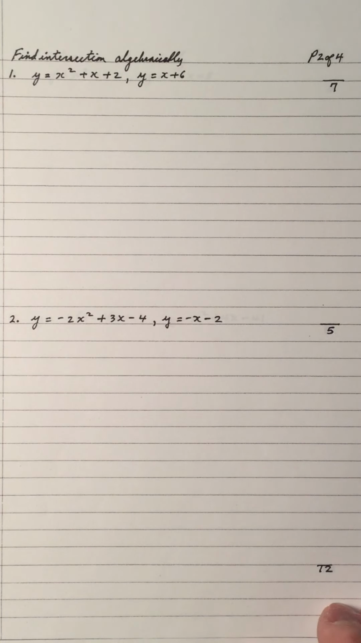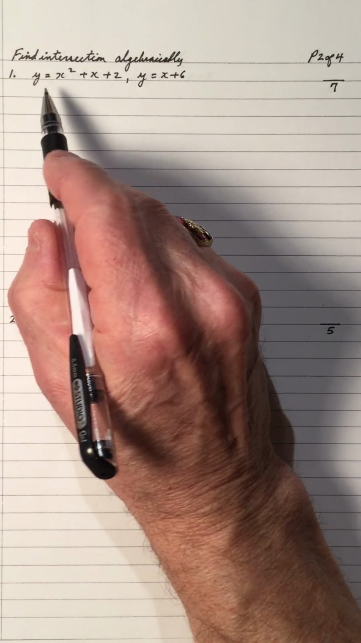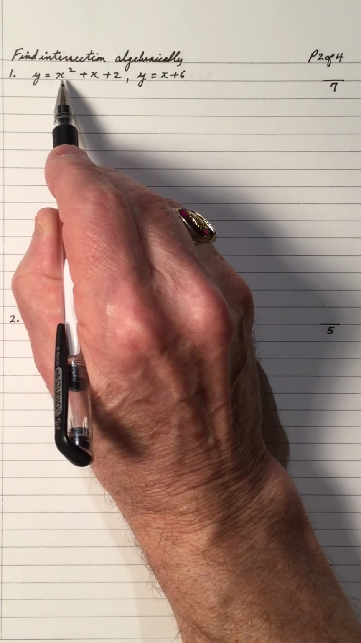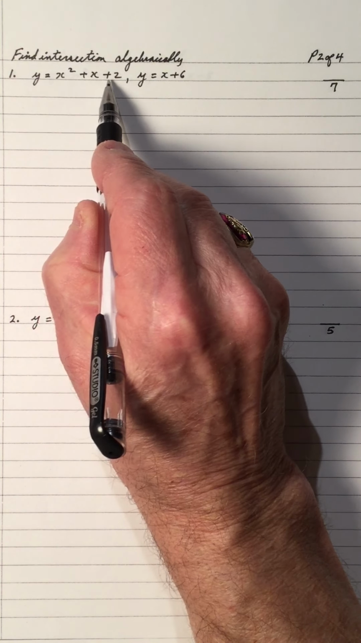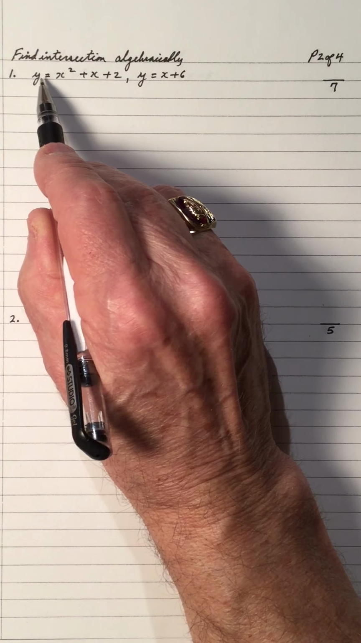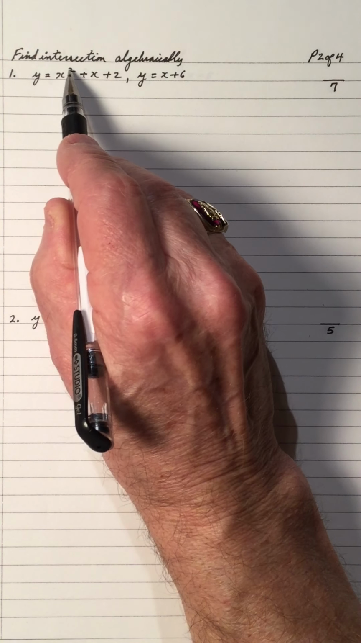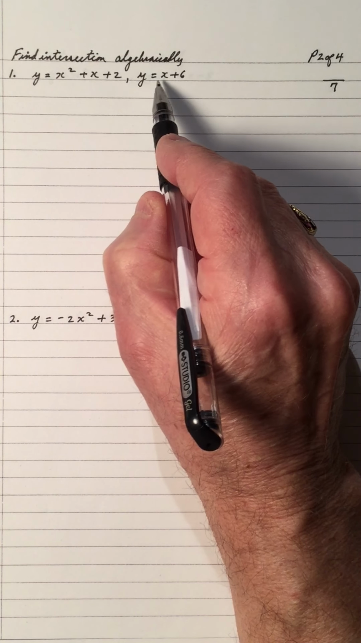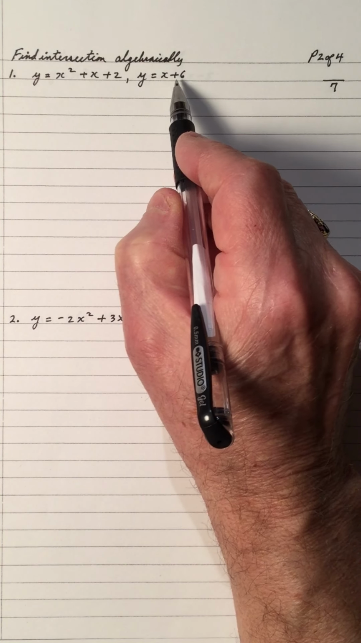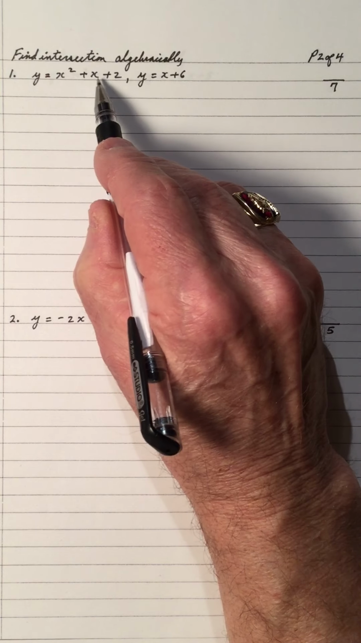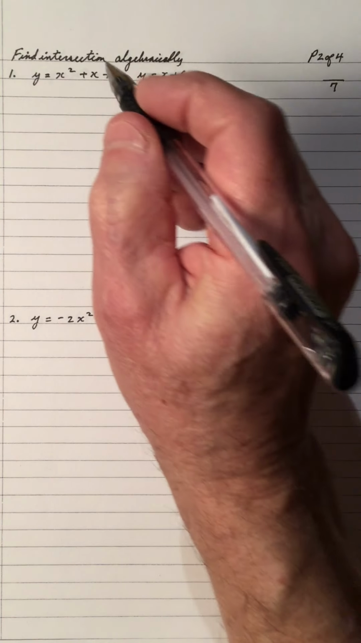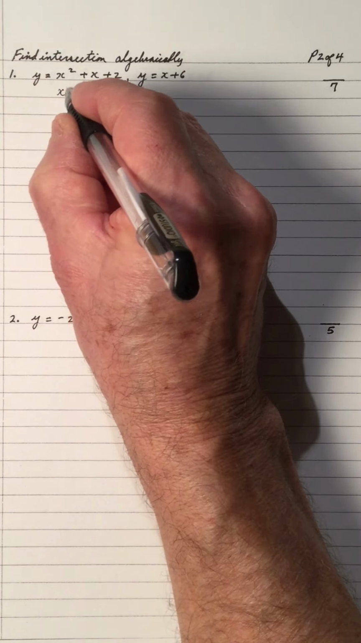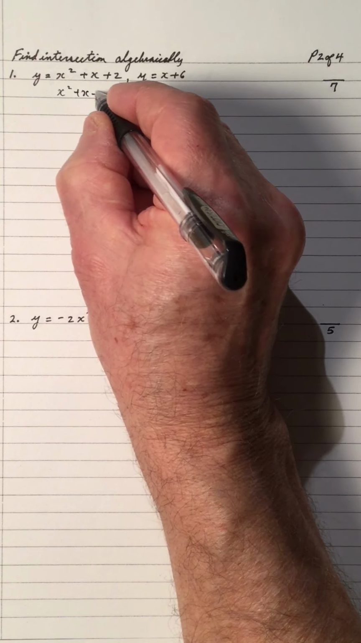Find the intersection algebraically. We have y equals x squared plus x plus 2, which is a quadratic because it's in standard form with a degree of 2, ax squared plus bx plus c, and y equals x plus 6 is a line, so we're going to find the intersection of the parabola and the line algebraically. We let the y's equal each other.